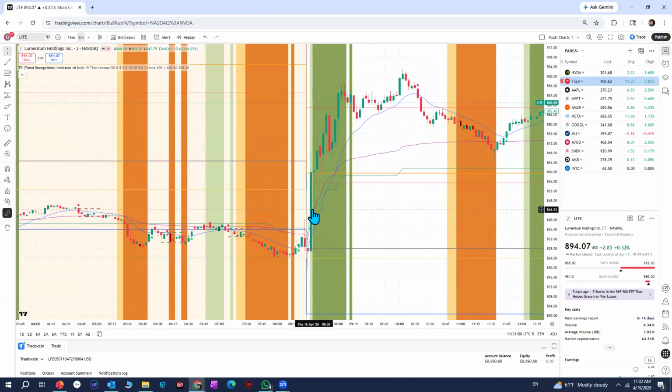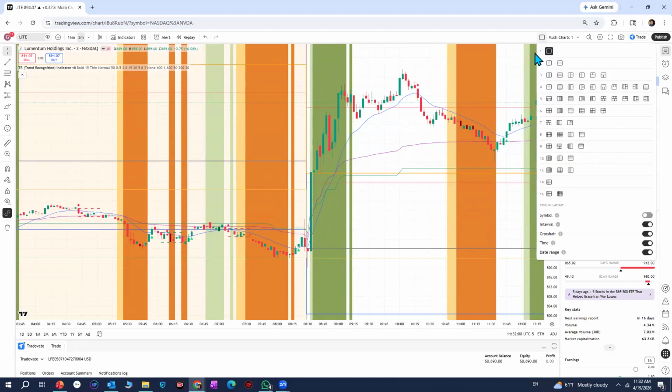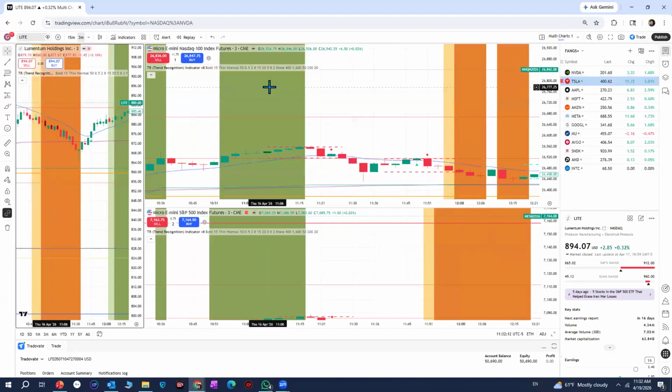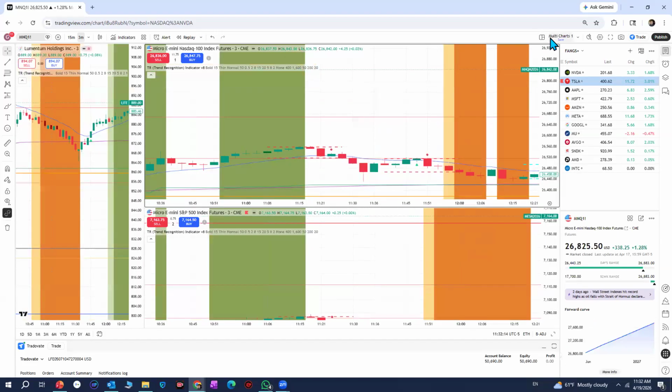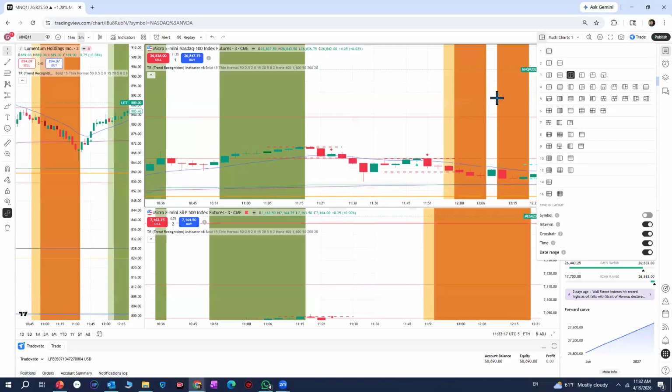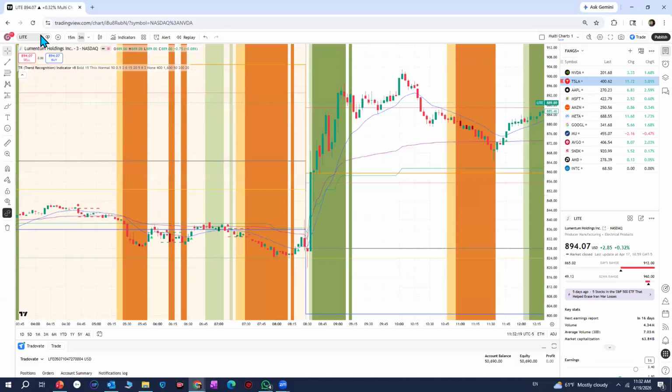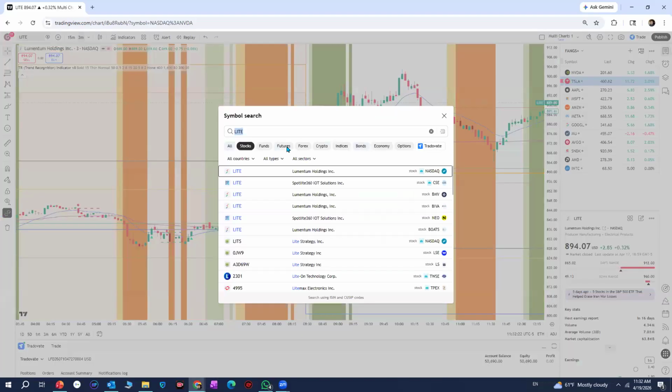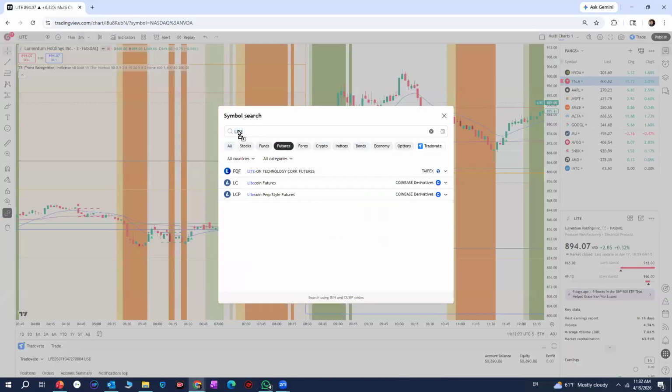So what is this? I'm sorry, this is the same stock again, but this is Thursday. I want to go to the Nasdaq. Give me a second. Change the layout. Okay, I need to go to the futures, Nasdaq.